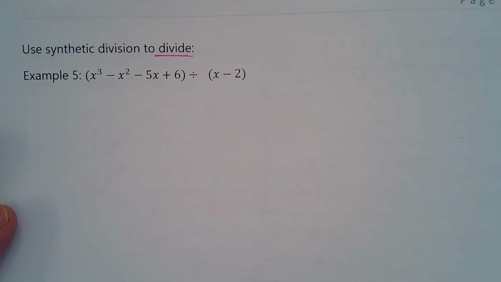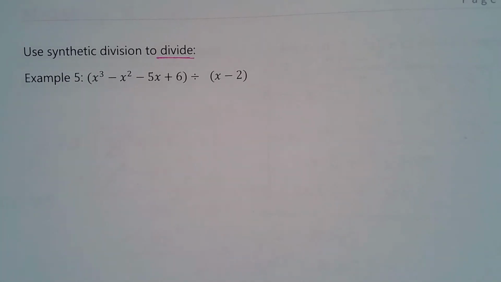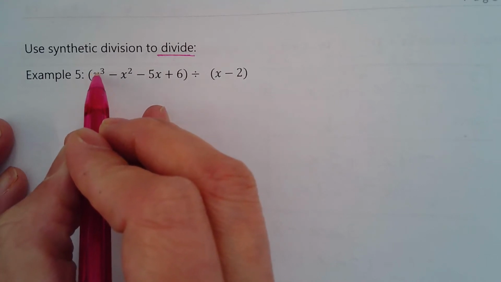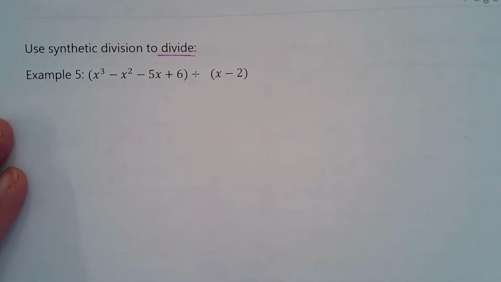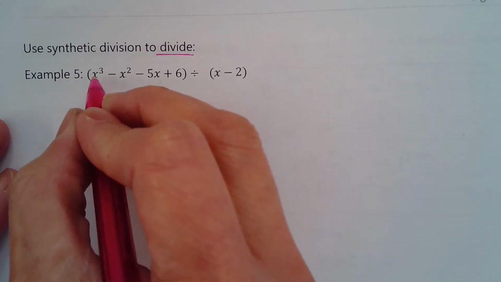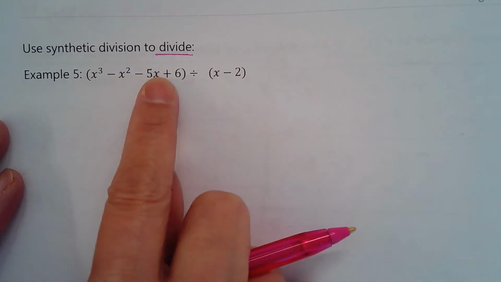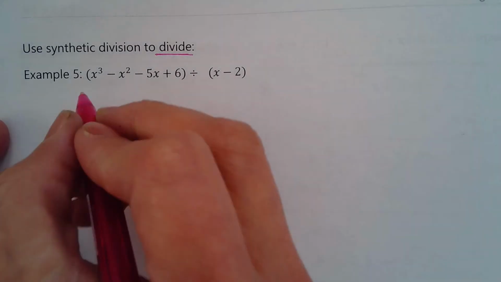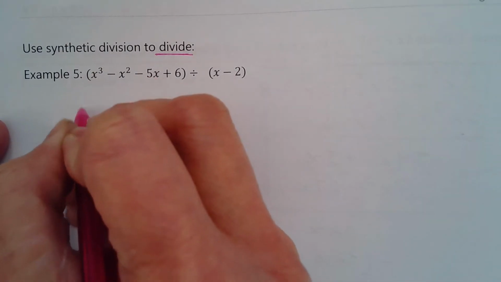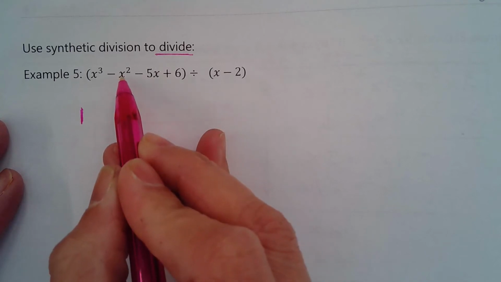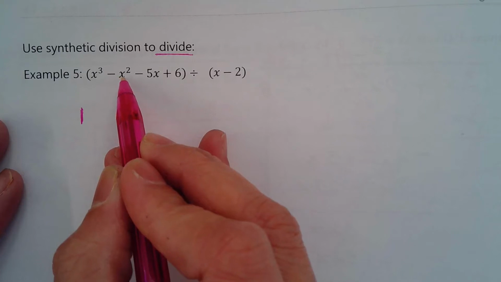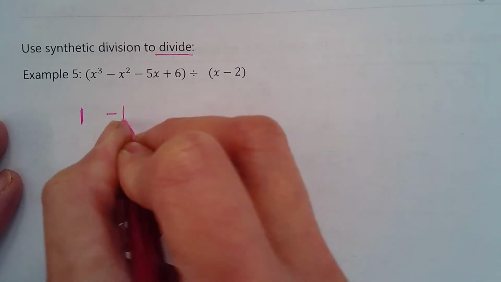Okay, so this is how we are going to divide here. We're just going to drop the variables and keep the coefficients. So how do we do that? It has to be in descending order still, and then we just write down the coefficients. What's the coefficient of x cubed? It's 1. The x squared? Negative 1.